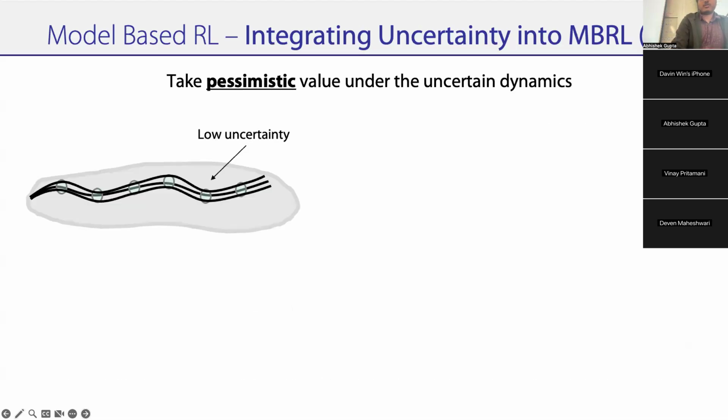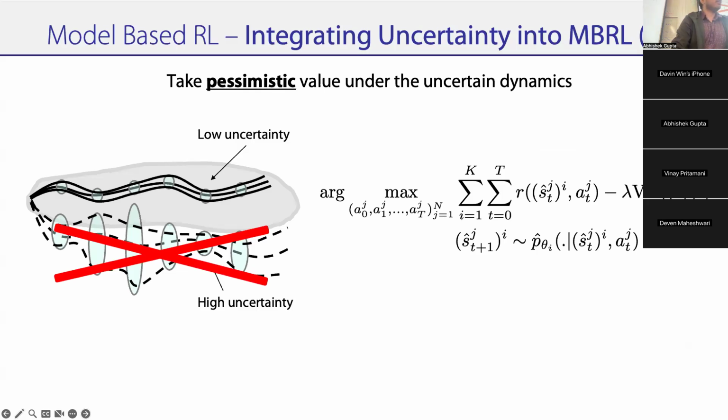The more explicit way of doing this is you just penalize it, right? So you're optimizing your sum of rewards. I'm sorry, I'm rushing through things.